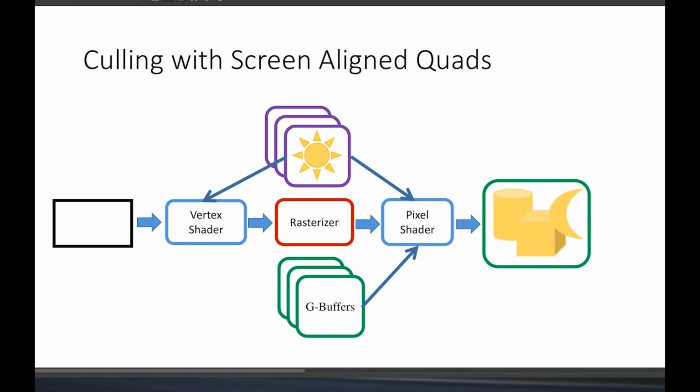Another technique is culling with screen aligned quads. If you remember, we were sending a full screen quad in the lighting pass. This is needed only for directional light, because directional light is going to affect all the pixels in the scene. But it's not true for point lights, because point lights are going to affect only a part of the screen.